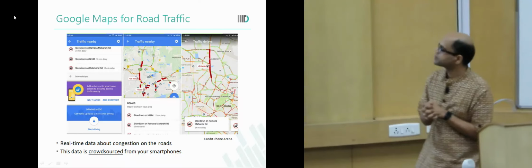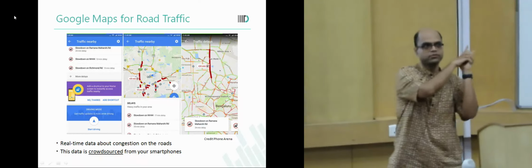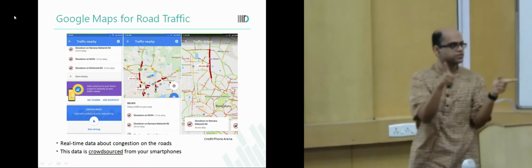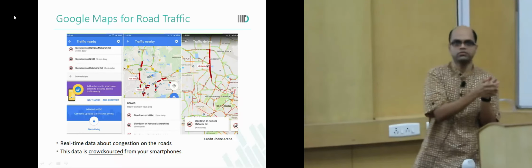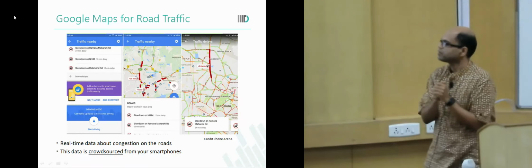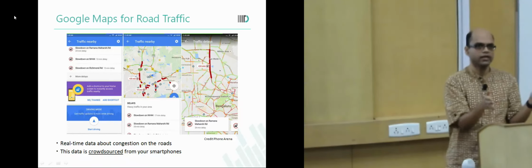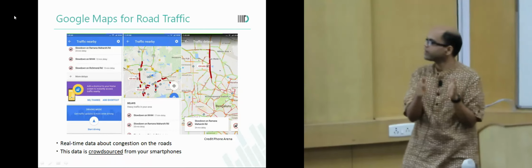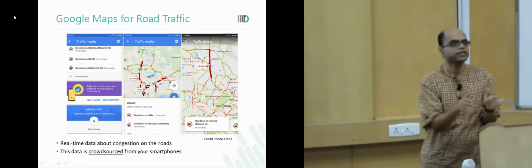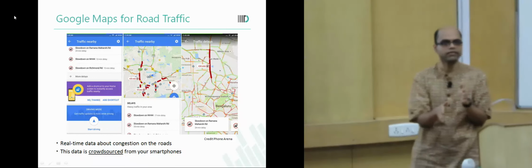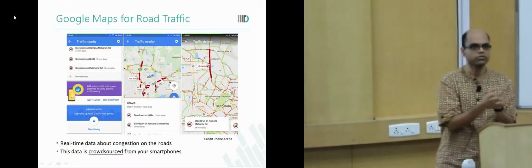The last one is the traffic. Now Google Maps in 2008-9 just gave us where the roads are and how to reach from source A to the destination B. But today Google Maps not only gives you that, it also tells you how much is the traffic congestion at different roads in real time.